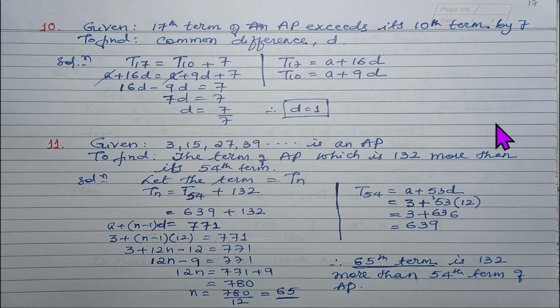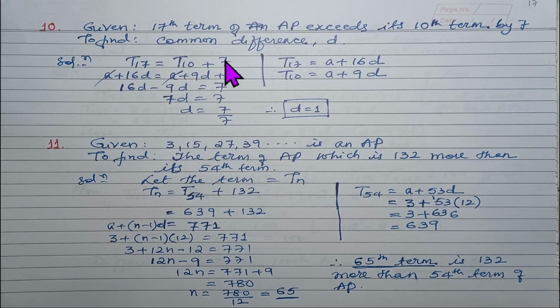Now coming to the next example, that is the 17th term of AP exceeds its 10th term by 7. Find the common difference, and that is we have to find d in that. Now 17th term of an AP, please understand, 17th term of an AP exceeds 10th term by 7. That means T17 exceeds T10 by 7. So that is the equation here.